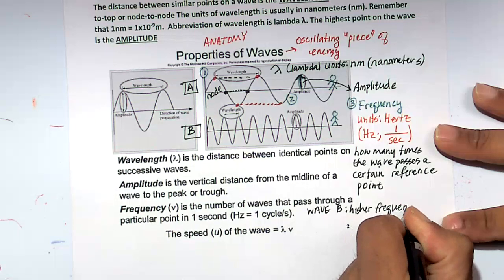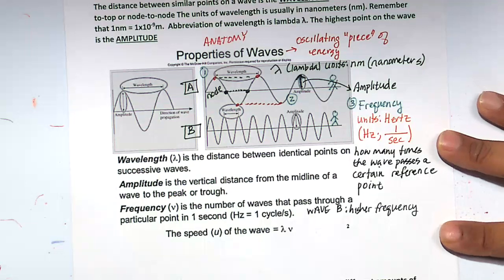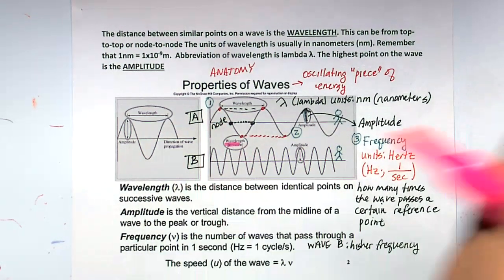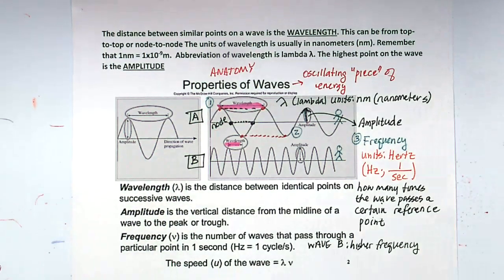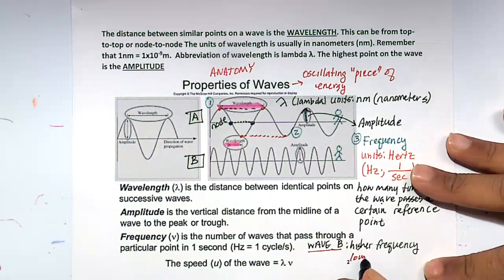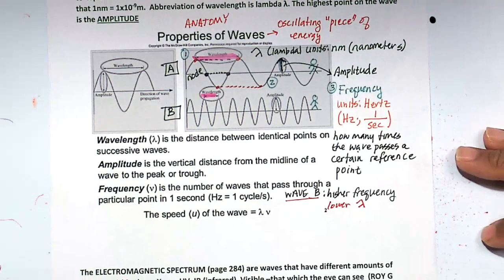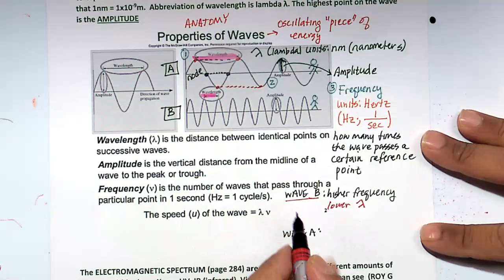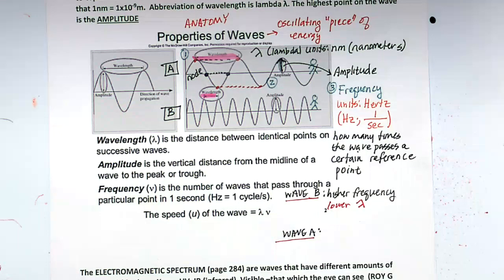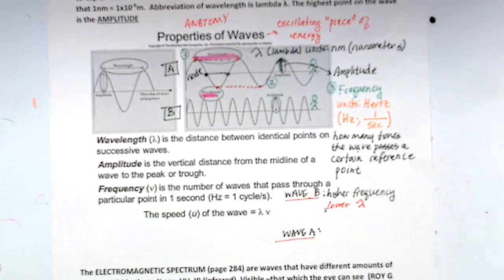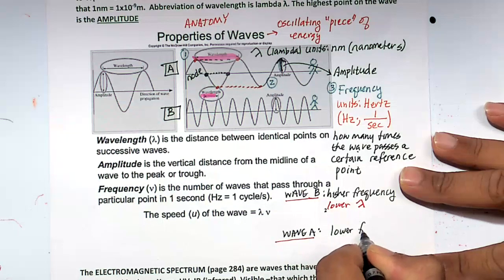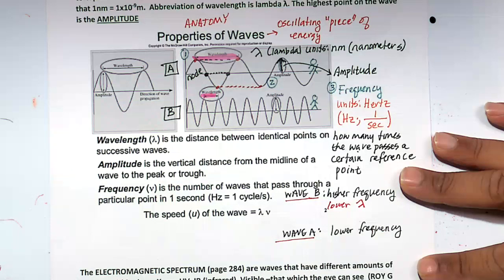But what about the wavelength? Let's look at the wavelength here. Wavelength for B is this much. What about wavelength for A? That much. So wave B has a higher frequency but a lower wavelength, lambda. Wave A, on the other hand, has a lower frequency and a higher wavelength. The wavelength is this much, whereas in wave B it's only this much. So wave A has a lower frequency and a higher wavelength.